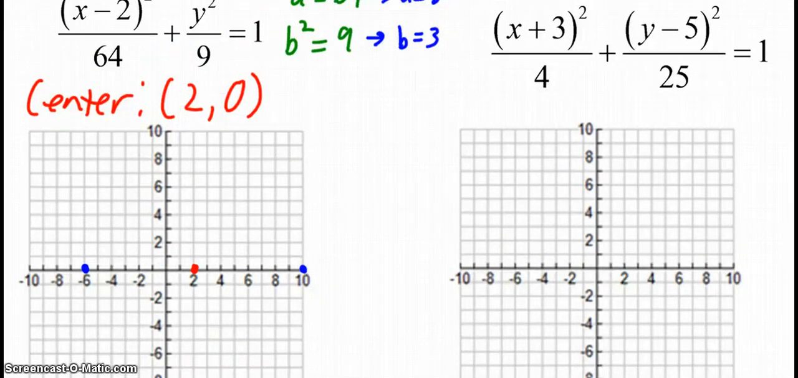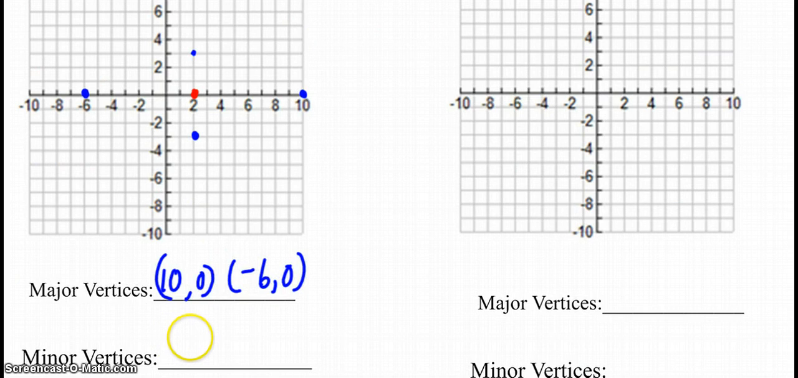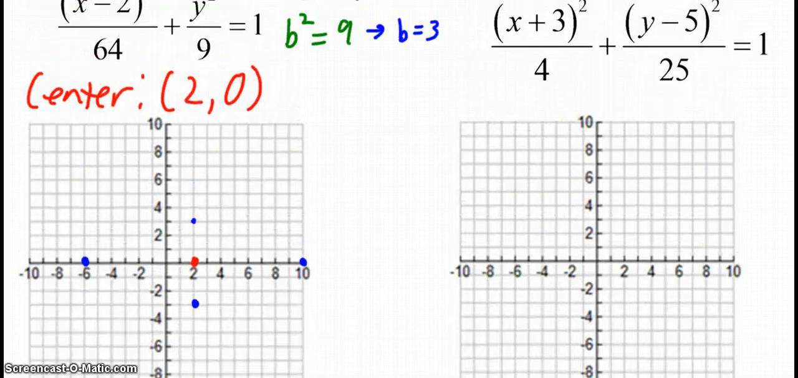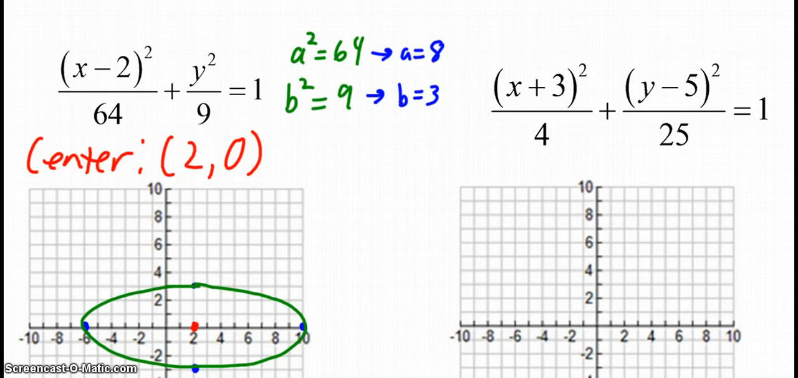Now I'm going to go up and down 3. Those are going to be the minor vertices. So I can go ahead and write those are (2, 3) and (2, -3). Now we can go ahead and draw the ellipse. Now we want to find c squared because we need to find the foci. So I know 64 minus 9 is c squared, so 55 is c squared.